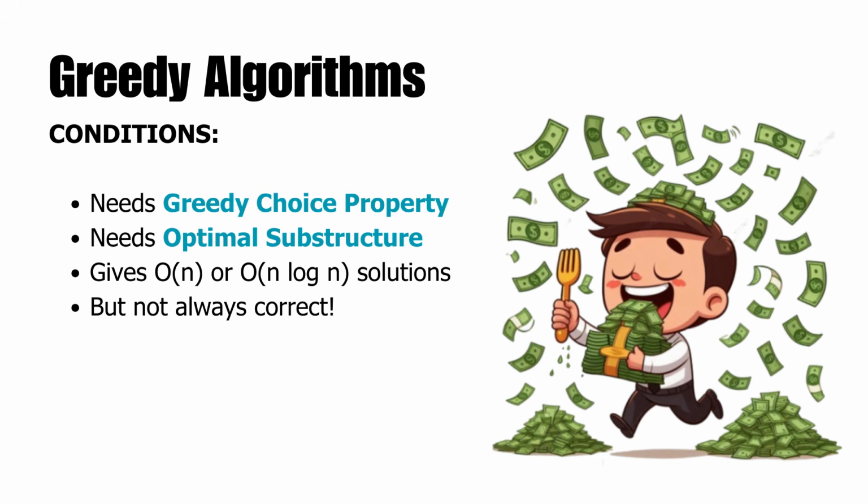For a greedy approach to succeed, two properties must hold. The greedy choice property means we can reach the global optimum by making locally optimal choices. Optimal substructure means the problem solution contains optimal solutions to its subproblems. When both properties exist, greedy algorithms often achieve O of n log n or even O of n time complexity. However, many problems that seem greedy-friendly actually aren't, so you must verify correctness, often by comparing against a dynamic programming solution.